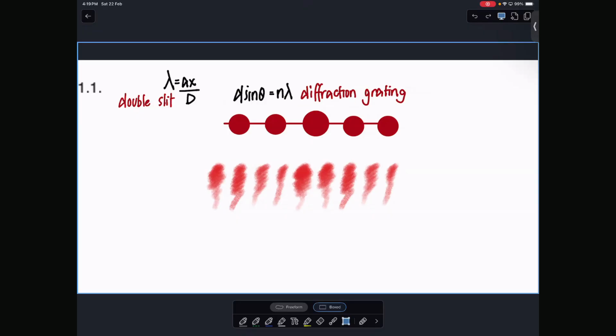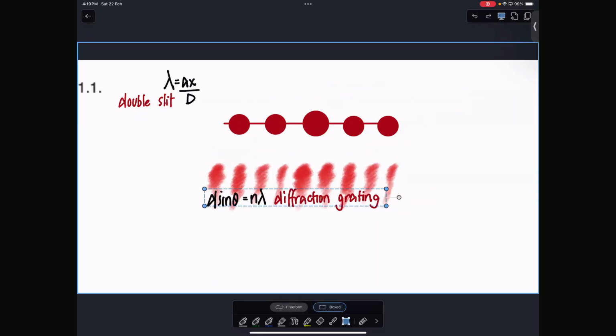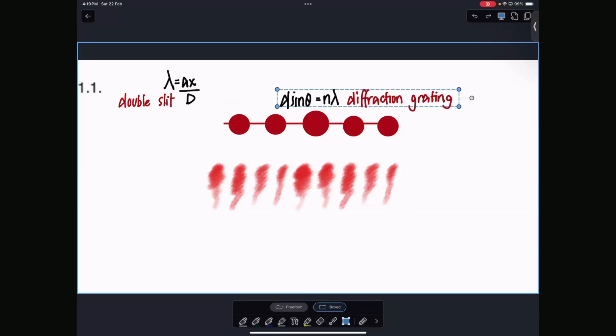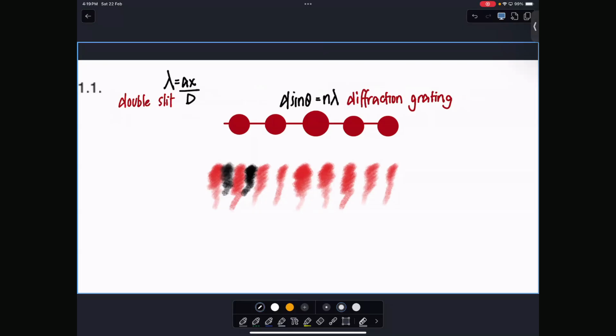So d sine theta equals n lambda is diffraction grating, the upper one, and this is the double slit interference experiment, the lower one, because the double slit interference experiment was famous because it produced a series of dark and bright fringes. And diffraction grating was known for producing what, bright spots on the screen, right? Why am I saying that?